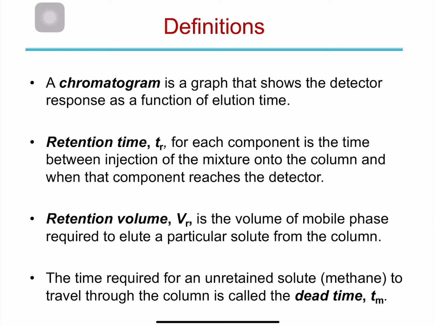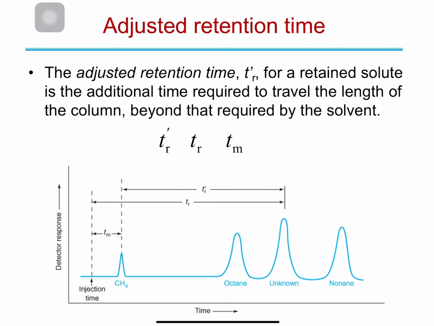There are also some solvents or unretained solutes. They are never retained on the stationary phase. They are eluted straight away, like methanol, for example. This is a solvent and it's eluted quickly because it's never retained. This is called the dead time. The dead time, which is tM, is basically the time required for this unretained solute to be eluted from the column. How long did it take until it's completely eluted from the column?